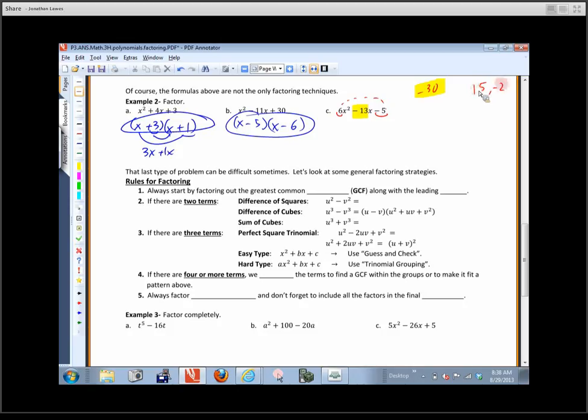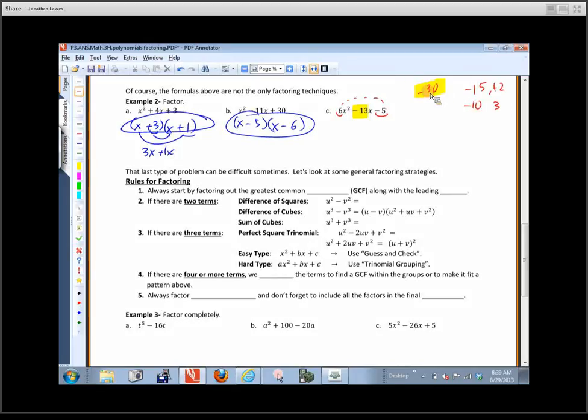Do they multiply to be negative 30? Yes. Do they combine to be negative 13? 2 and negative 15, okay? That's going to be right. Another option, and this is why this one's kind of interesting. Let's say we did this.